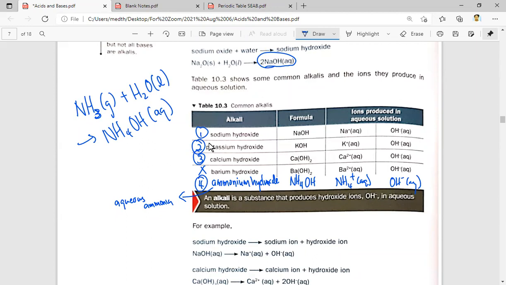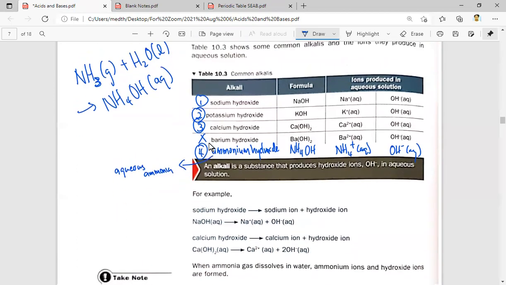Do take note that aqueous ammonia is very commonly seen. It's actually one of your common alkalis. So what exactly are alkalis? An alkali is a substance that produces hydroxide ions in aqueous solution. Once again, whenever we see the words aqueous solution, remember the idea of dissolved in water.